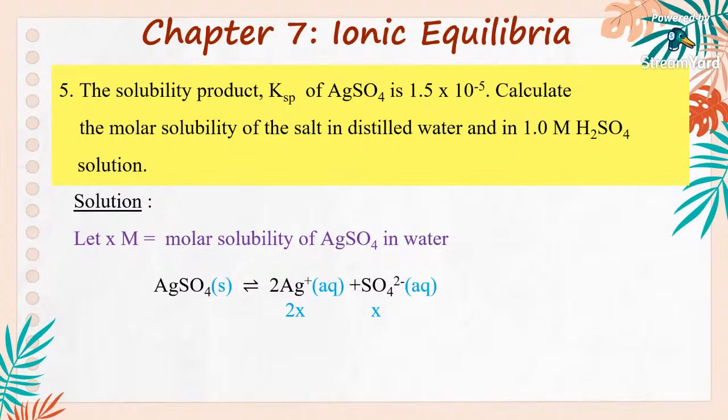The solubility product Ksp of silver sulfate is given. There's a mistake here: there should be a 2 here, Ag2SO4. So Ksp is 1.5 times 10 to the power of minus 5. Calculate the molar solubility of the salt in distilled water and in 1 molar sulfuric acid solution. To calculate the molar solubility, you can let it be X molar.